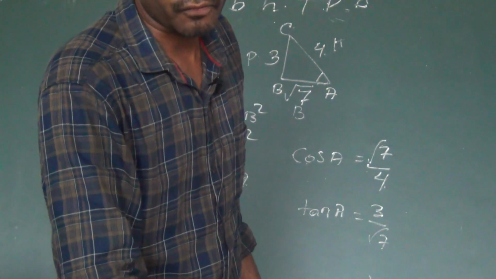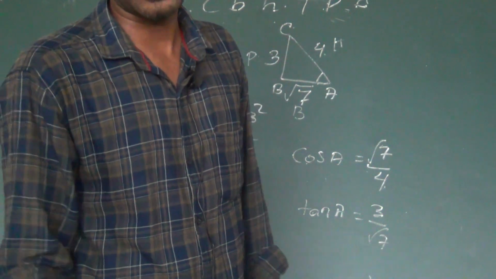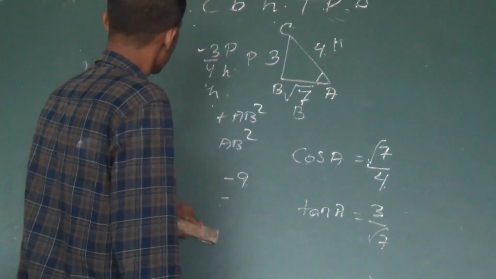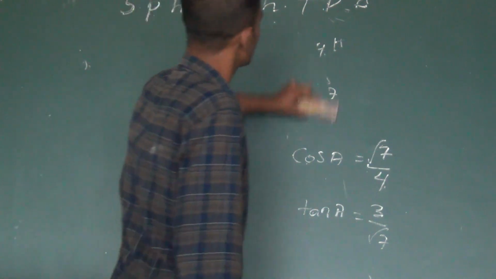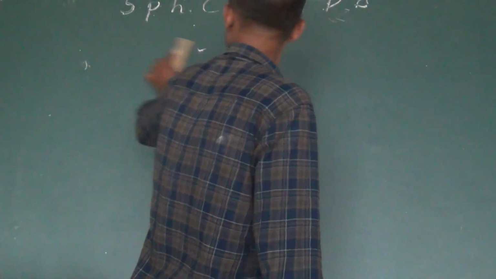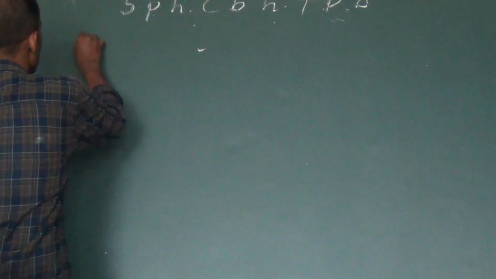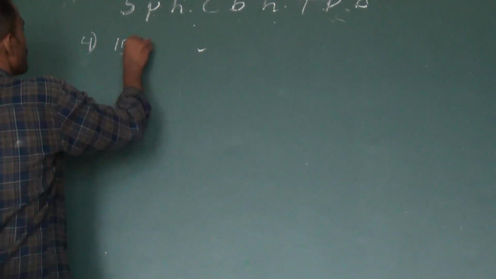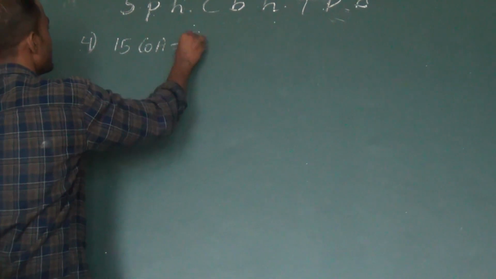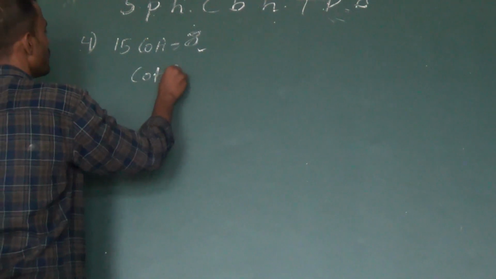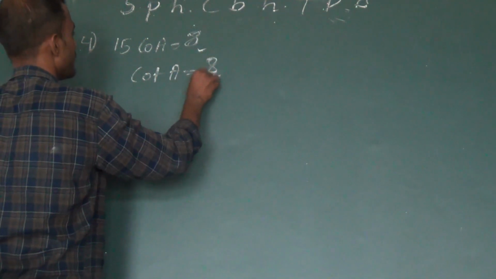Question number 4. What is question number 4? Question number 4 is also the same as question number 3. Question number 4 is given 15 cot A. You see 15 cot A. Again, just do the diagram here. What is the question giving you? 15 cot A. Cot A is given as 8 by 15.